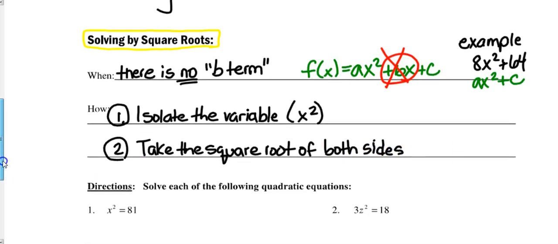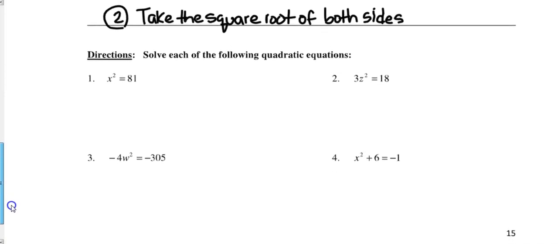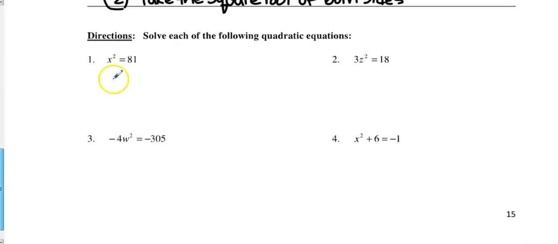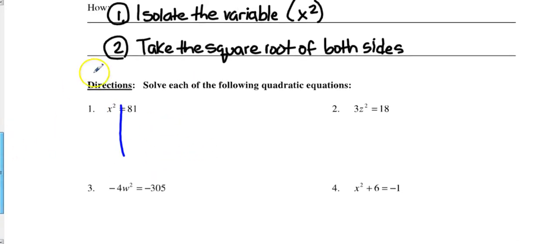We have our process. Let's practice. Number 1 says solve each of the following quadratic equations. As always, let's put a line down our equal sign. Step 1 said to isolate the variable. Well, here x squared is already by itself. So straight away, I can take the square root of both sides. I take the square root of this side, and I take the square root of this side, and I get x equals, who remembers the square root of 81? I'm hoping it's coming back to us that it's 9. Remember though that I actually get two answers, plus or minus 9.